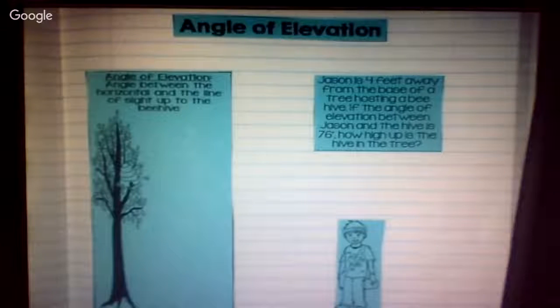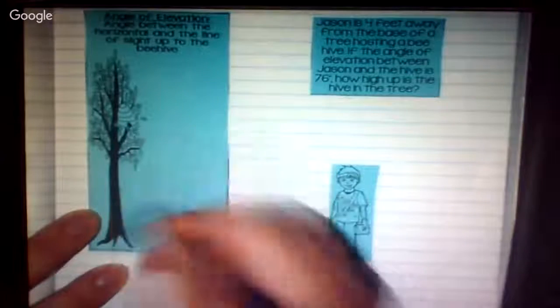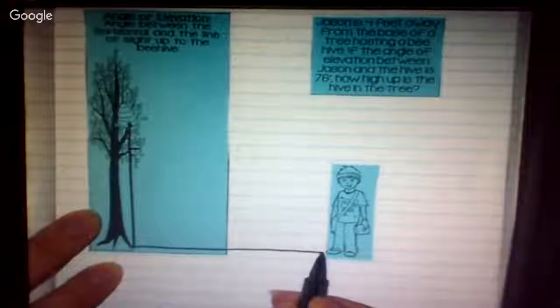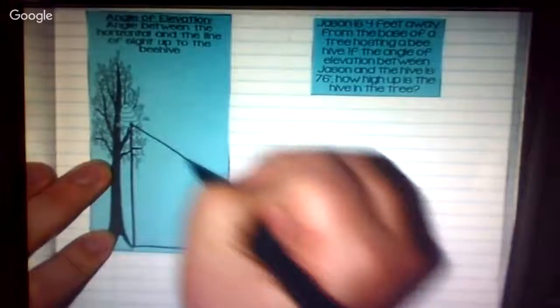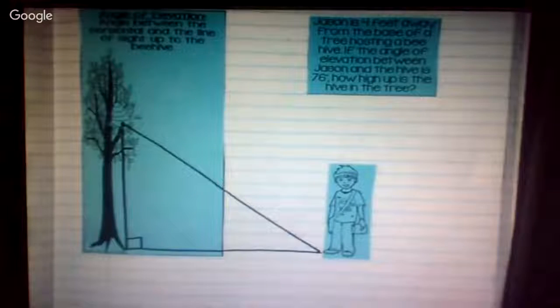Jason is 4 feet away from the base of a tree, hosting a beehive. If the angle of elevation between Jason and the hive is 76 degrees, how high up in the tree is the hive? So we've got to draw a right triangle between Jason and the tree. My tree is obviously going to be my height. There is also a distance between Jason and the tree, and there's a diagonal between the beehive and Jason. So here's your right triangle.